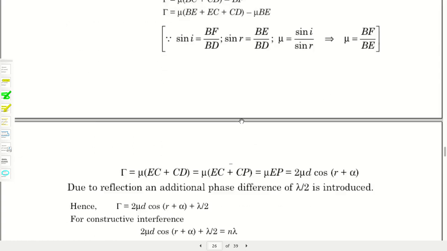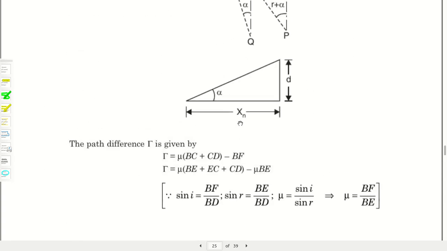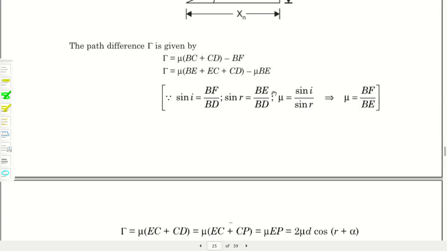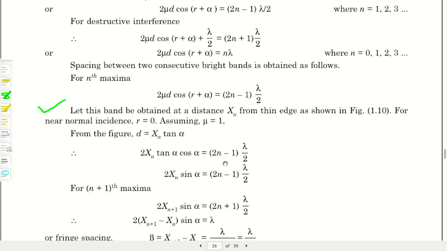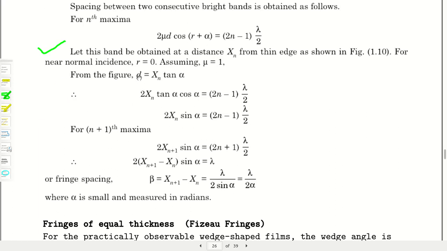So xn, how will we get xn? Using this simple triangle, using the tan formula you will get. Here the calculation is done over here. It is very simple. d can be found from this expression, can be put here. So xn is this. Now xn plus 1 is this. Put n plus 1 in place of n, so it will give you this, and just subtract them.